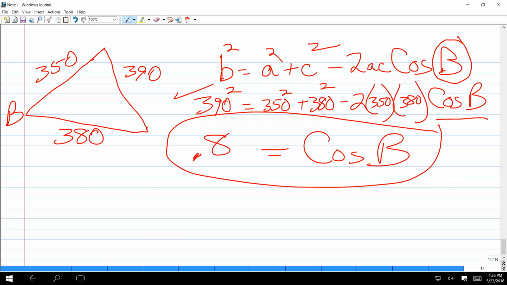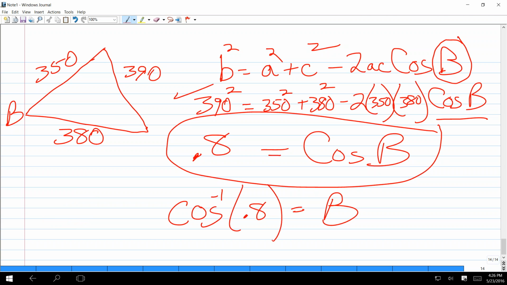Now, how do you get B? Let's say the cosine of B was equal to 0.8. What's B? Then you have to use the negative one cosine thing. It's the inverse. It's got a negative 1, but it's not really what you think of when you think of negative 1. It's not 1 over cosine. That's not what it is. It's the inverse cosine of 0.8.